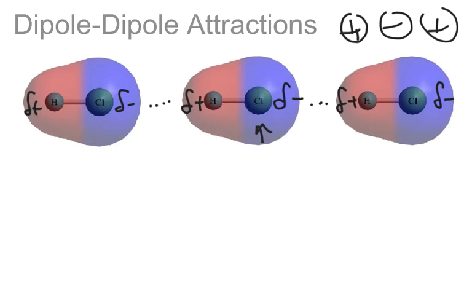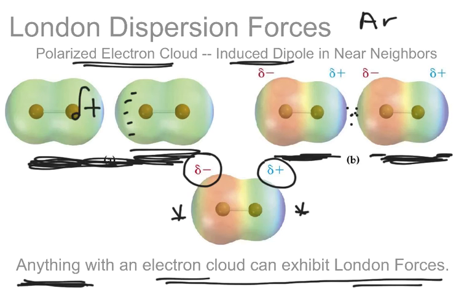Now that is similar to our dipole-dipole attractions, except that this is a permanent positive end and a permanent negative end. So this attraction will be relatively strong compared to this situation here where it's just temporary positive and negative, and the next moment that goes away.